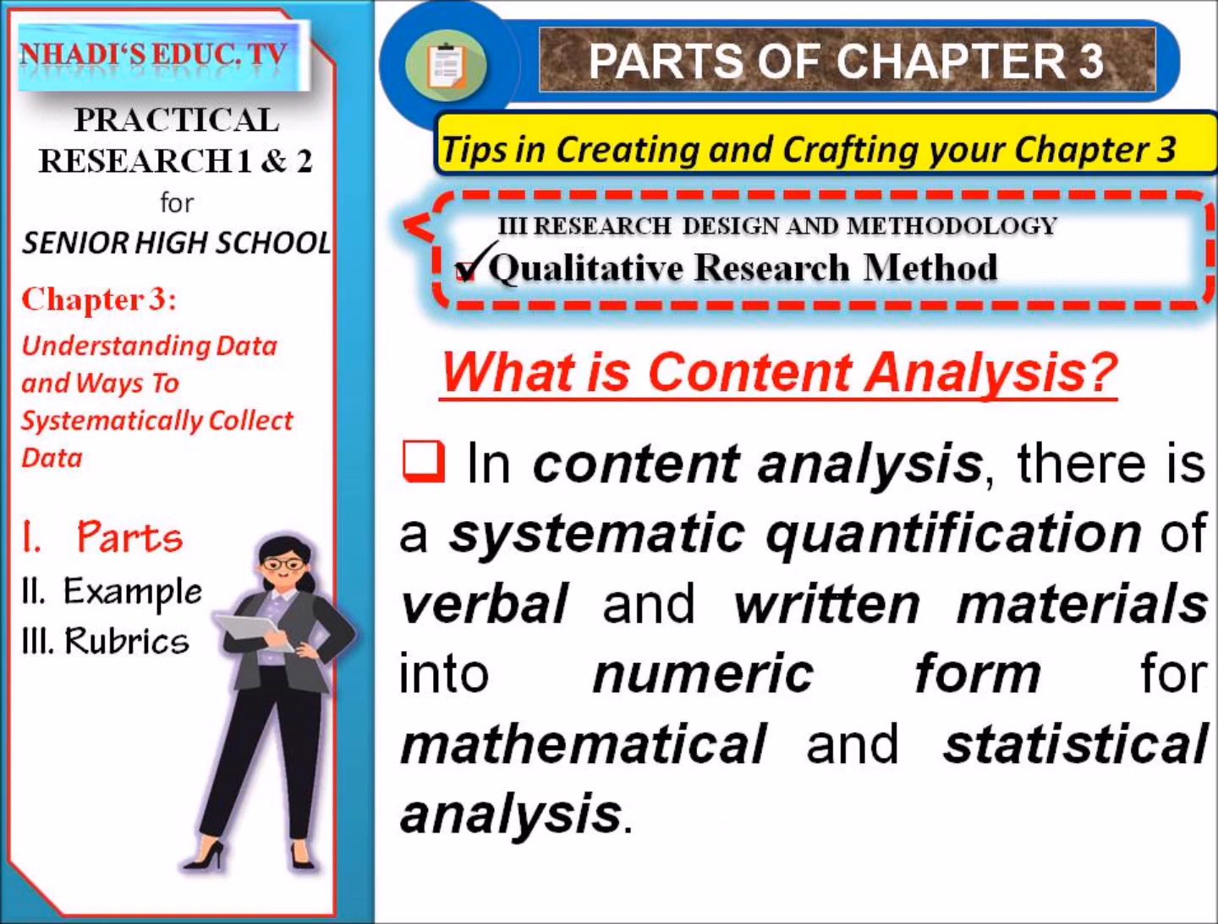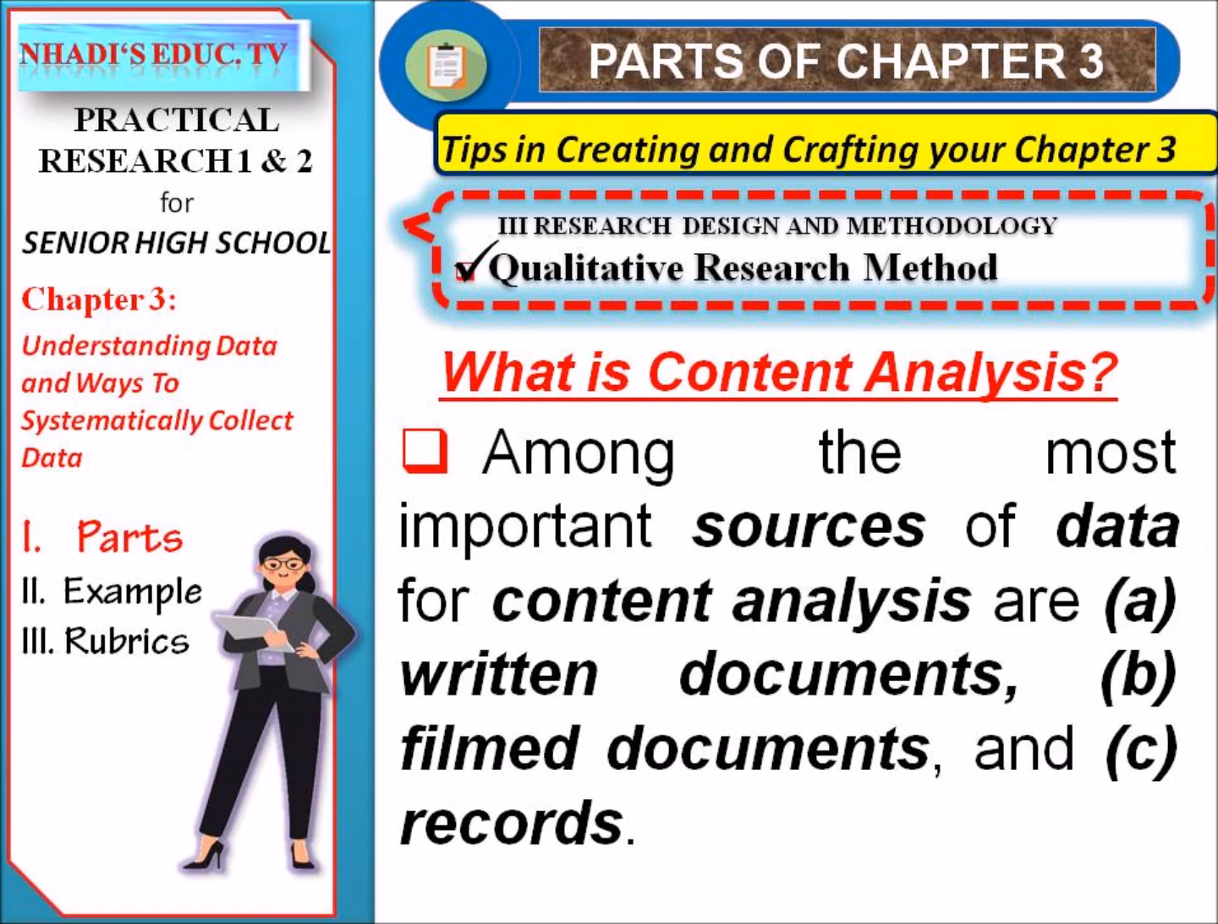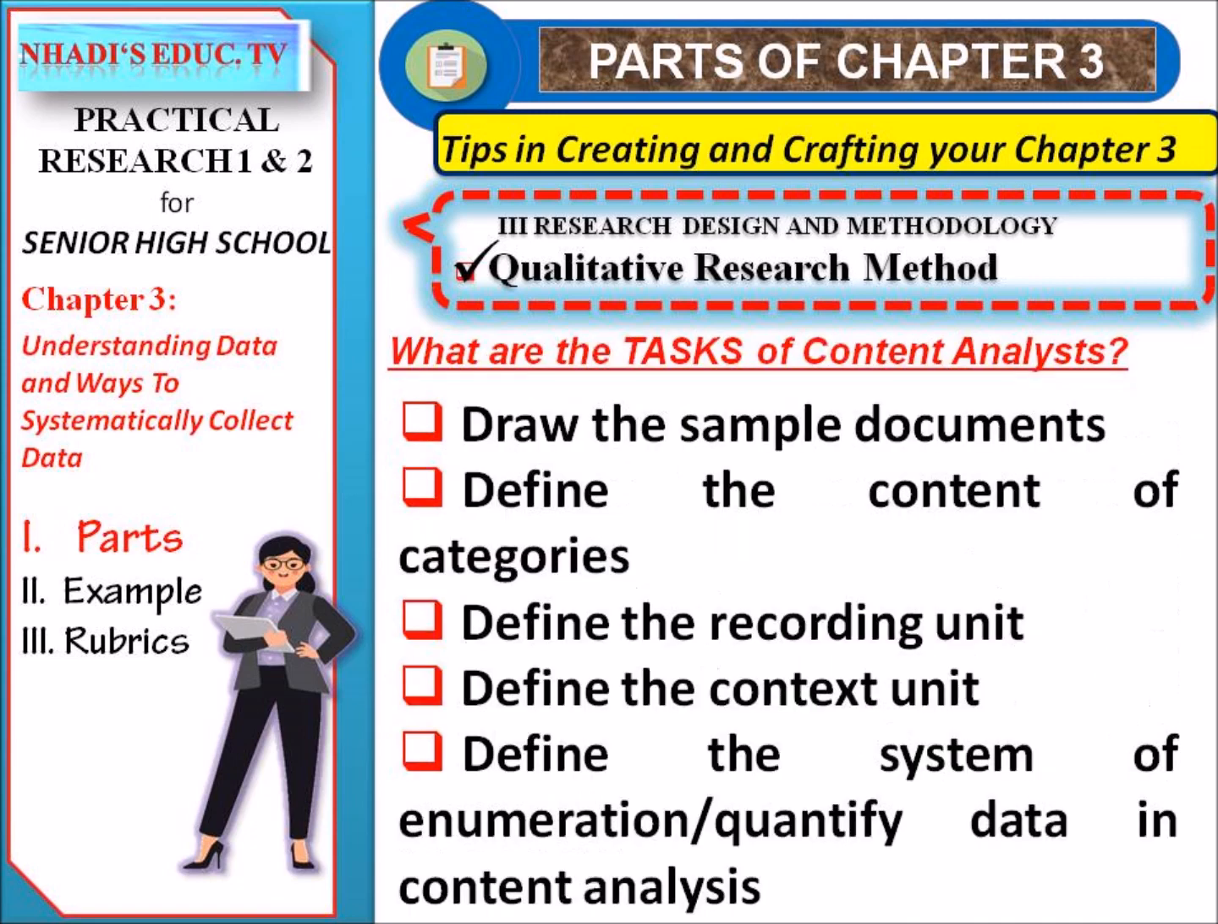In content analysis, there is a systematic quantification of verbal and written materials into numeric form for mathematical and statistical analysis. Among the most important sources of data for content analysis are: A. Written documents, B. Filmed documents, and C. Records. What are the tasks of content analysts?